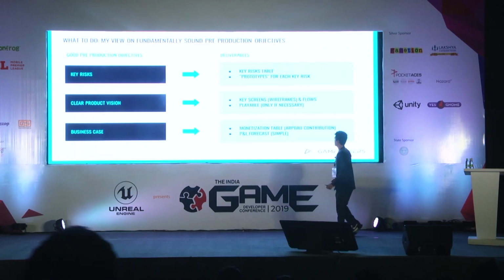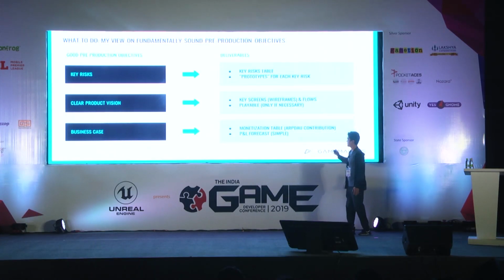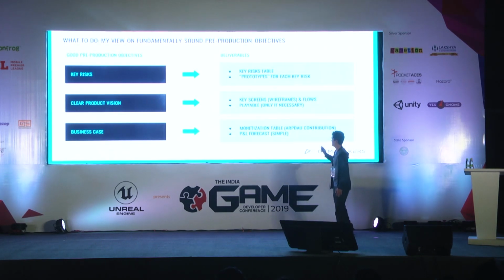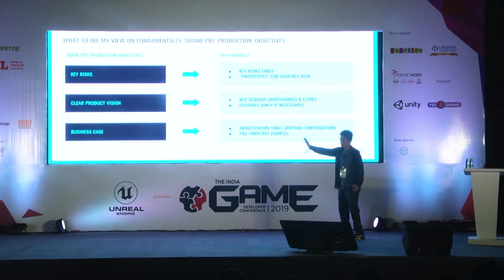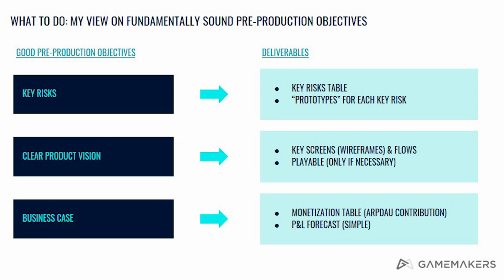And finally, having a business case. And the deliverables in this case could be some type of monetization table, like an opt-out contribution table, and a simple P&L forecast, right? And so the point is that this last objective is really understanding that you don't have to have everything figured out, but you should have an understanding of how are we going to make money in this game? Can we back out given that CPIs are very, very expensive? Will we be able to do user acquisition for this game?